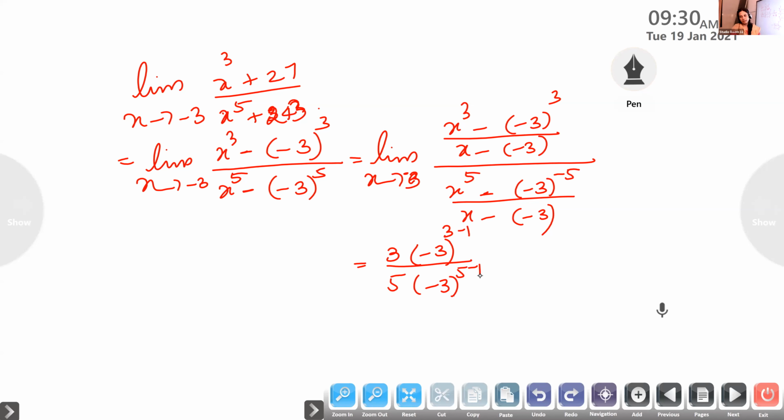Now simplify this and find the answer. 27 by 405. Is it possible to simplify, cut short it? Write in simplest form. 1 by 15. Yes, correct. You can write this as 1 by 15.